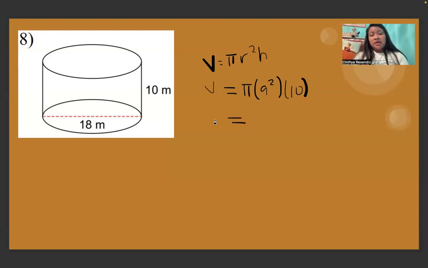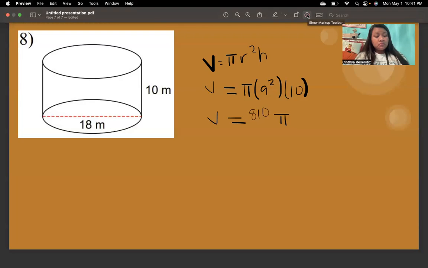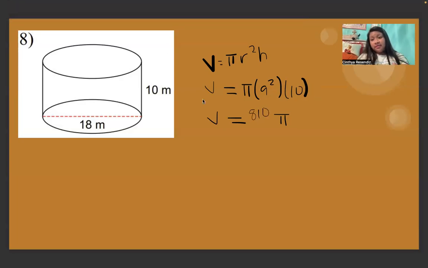Okay, so remember we have to keep our answer in terms of pi. So we just bring the pi down. Okay, so I'll give you time to figure out what the answer is while I figure this out myself. Okay, so I gave you some time. So we get 810 pi. So that would be the volume of the cylinder in this picture.